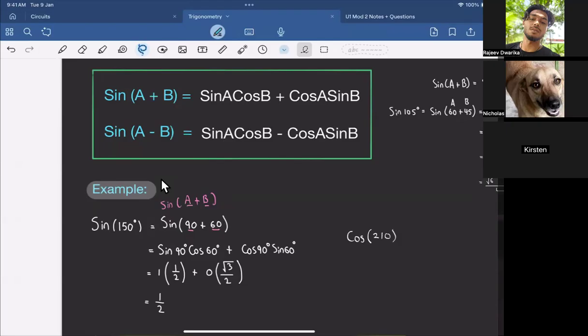I get root 3 over 2. Wait, yeah, minus root 3 over 2. That's correct.